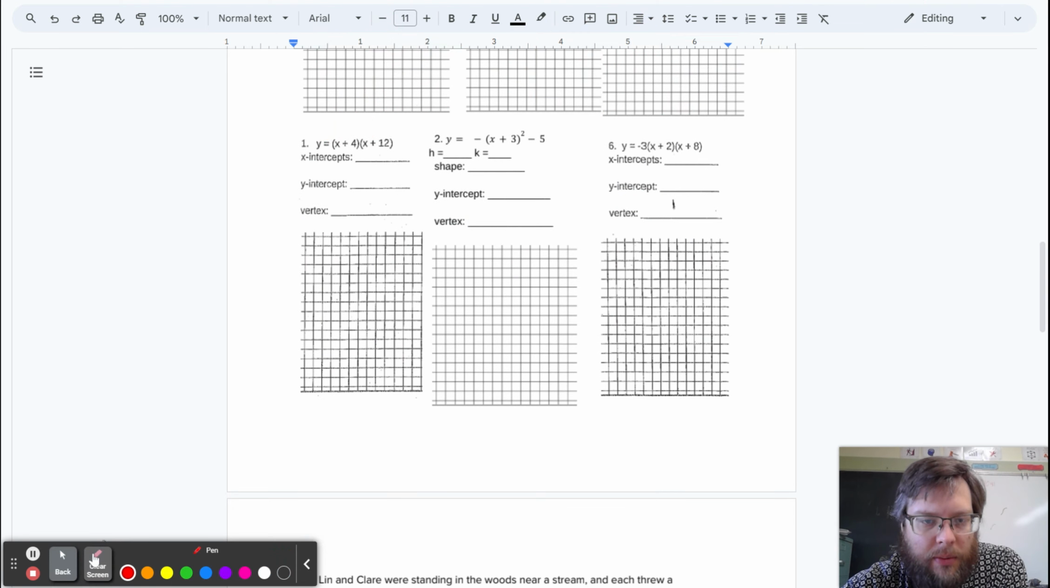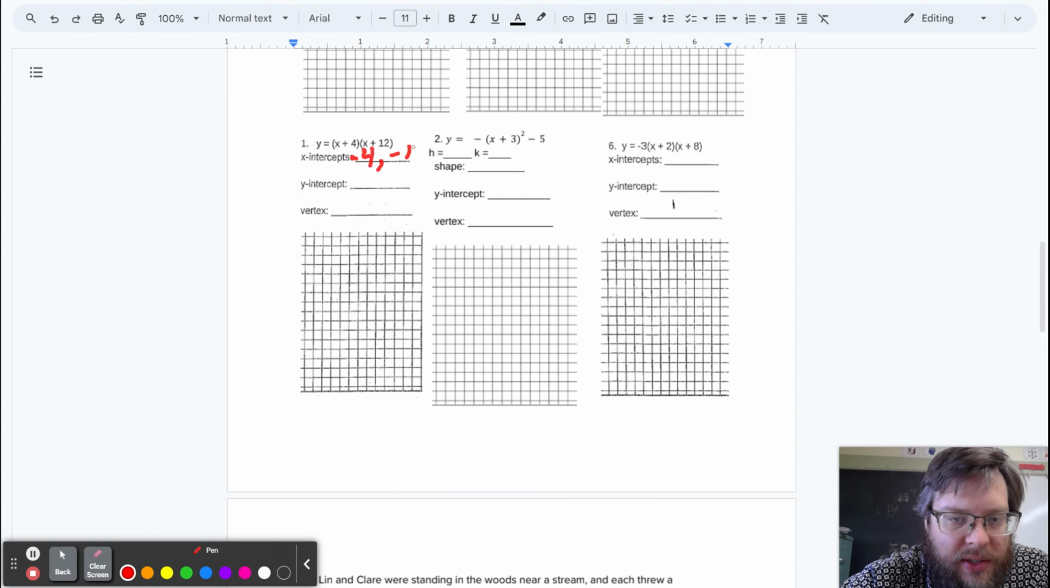I know I'm going quickly. Just please ask me for clarification if you need it. This one's in factored form, so I have two different x-intercepts, negative 4 and negative 12. If I plug in 0, I get 4 times 8, which is 48.